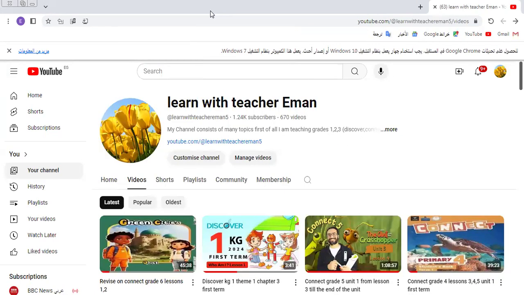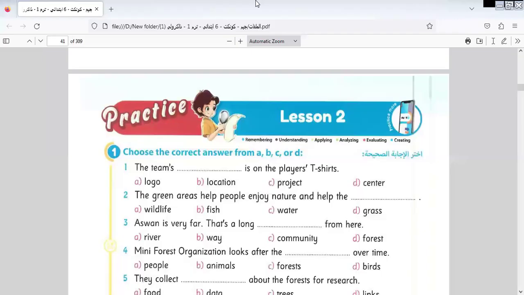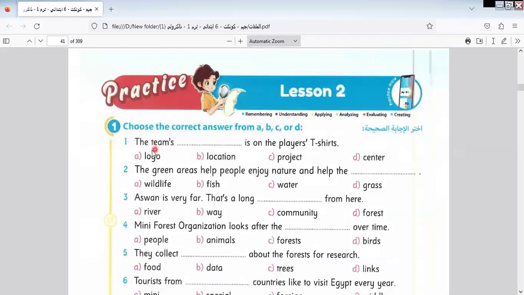Let's go to our lesson today. Today I will resume lesson 2 that I stopped at in the last video. The team's logo is on the player's t-shirt. It will be 12 teams' logos.